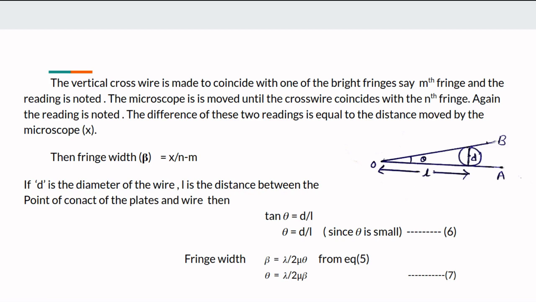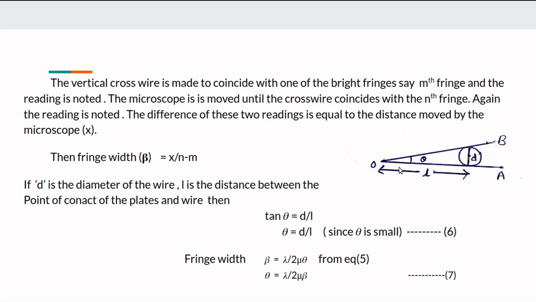Next, from the figure, these are the two glass plates. This is the angle of the wedge, and this is the cross section of the wire placed. This is the diameter of the wire, and L is the distance between the point of contact of the two glass plates and the axis of the wire.